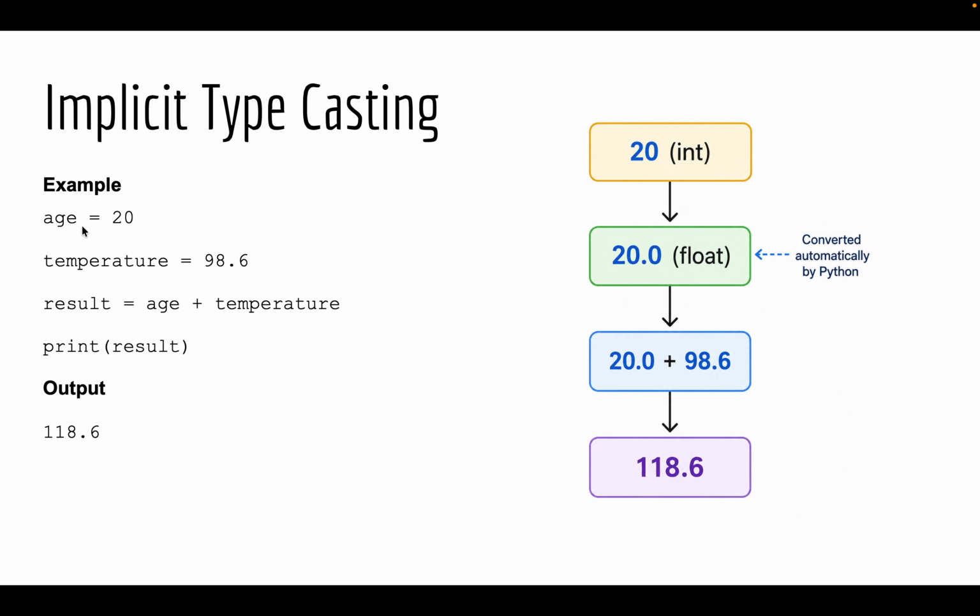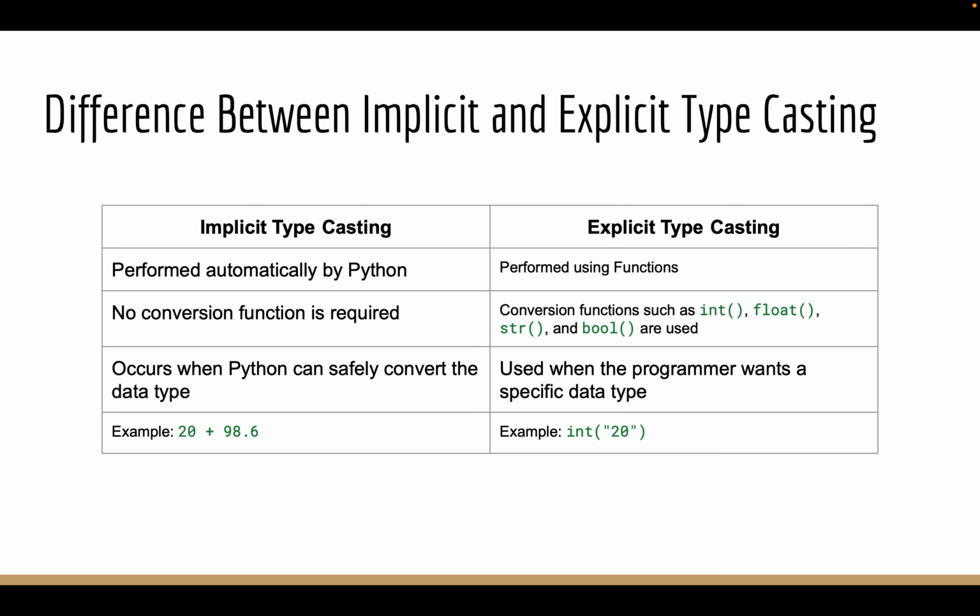Difference between implicit and explicit typecasting. Implicit typecasting is performed automatically by Python. No conversion function is required. It occurs only when Python can safely convert the data type. For example, here 20 is of integer data type and 98.6 is of float data type. So to preserve the decimal part of this, we will be converting the integer 20 to float. Thus the resulting output will be of float data type.